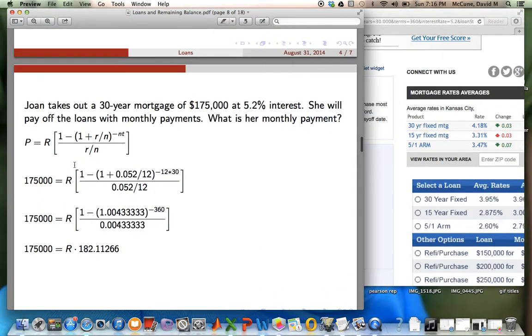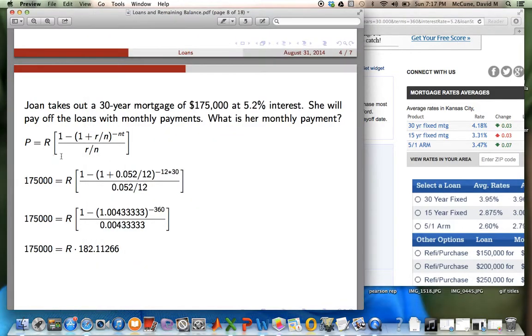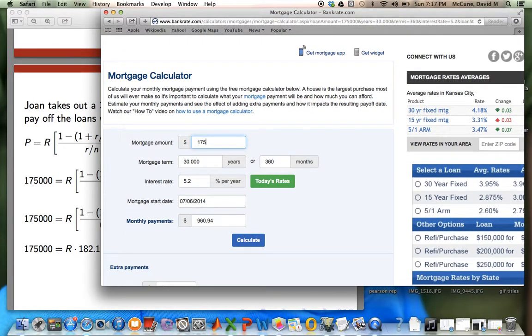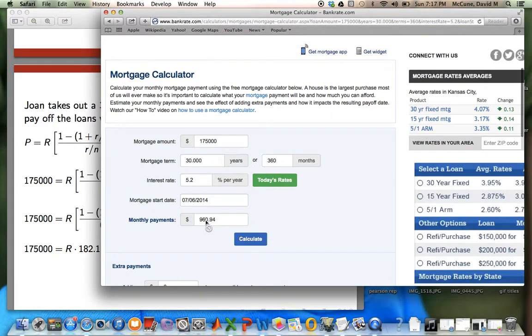The computer just has this formula programmed into it. So it's just doing what we just did, but it's doing it for you. You tell the computer, that was the loan we just did. Joan's loan here was 175 grand, so 175 grand for 30 years at 5.2%, and it tells you what the payment is. We already know it. It's $960.94.